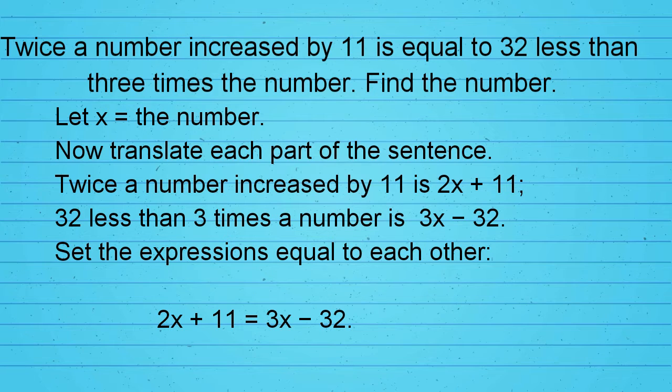Now translate each part of the sentence. Set the expressions equal to each other. So you will get 2x plus 11 equals 3x minus 32.